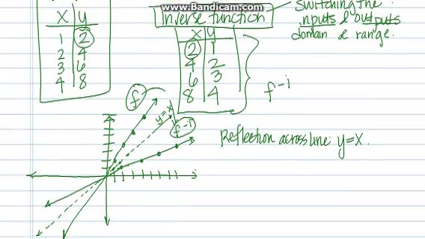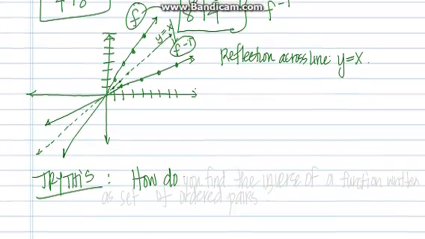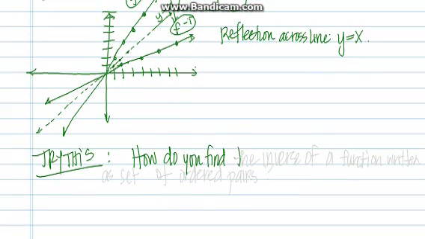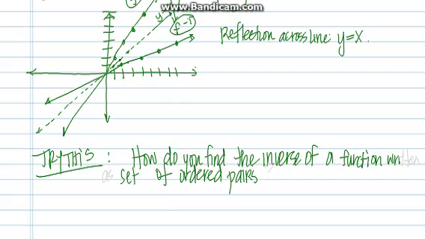Now let's try this. How do you find the inverse of a set of ordered pairs? Let's say of a function written as a set of ordered pairs.